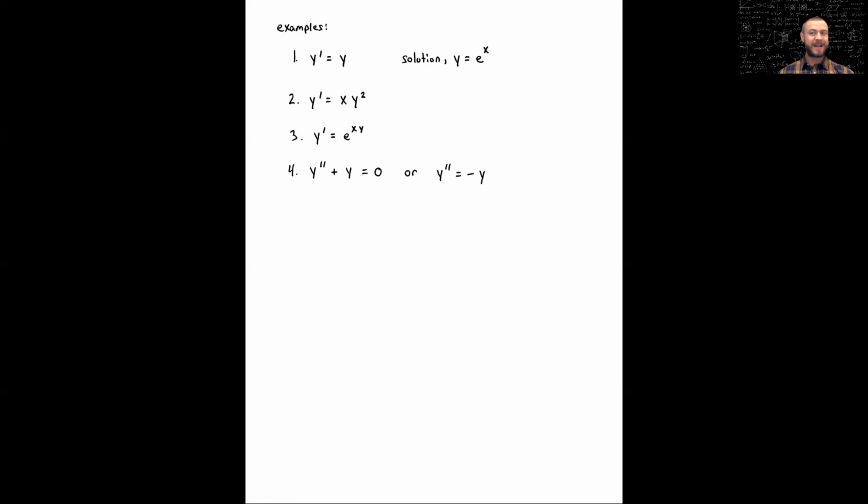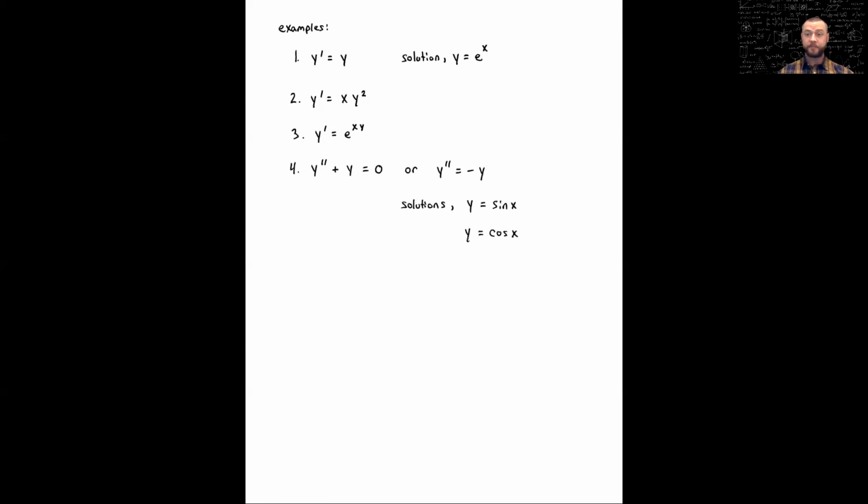All right, welcome back. I'm confident you know the solutions here. Functions that twice differentiate to the negative of the function. And the solutions here are sine and cosine of x. If you twice differentiate sine, you'll get negative sine of x. And if you twice differentiate cosine of x, you'll get negative cosine of x.